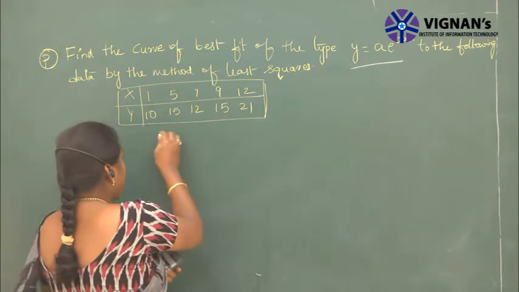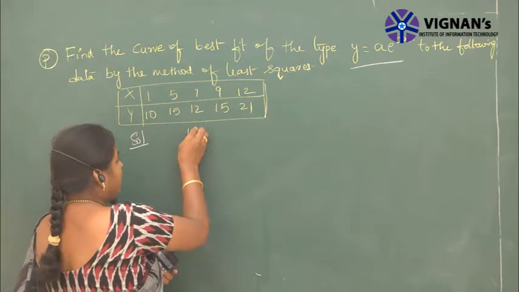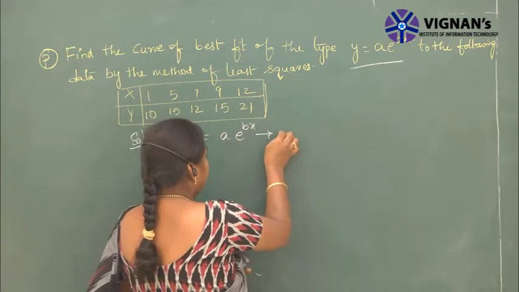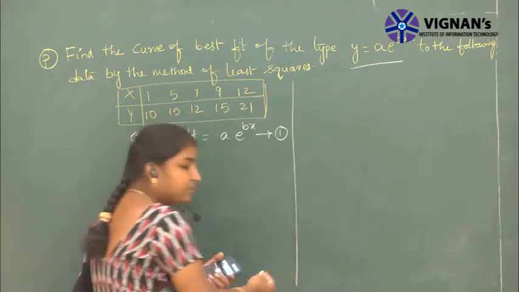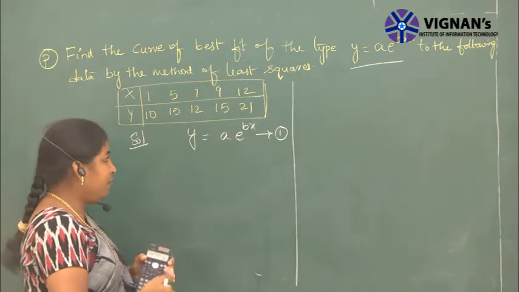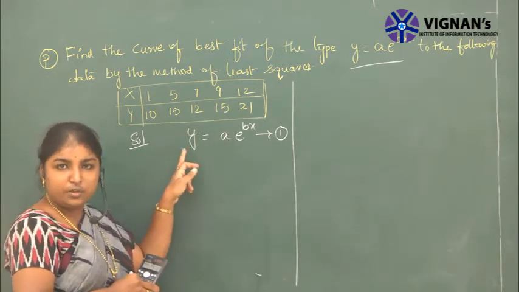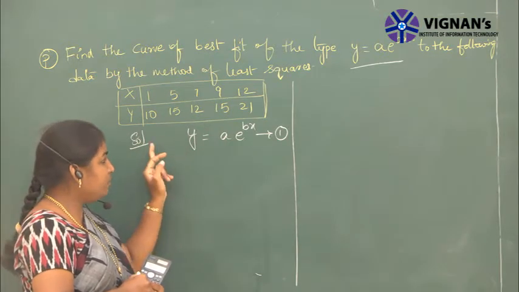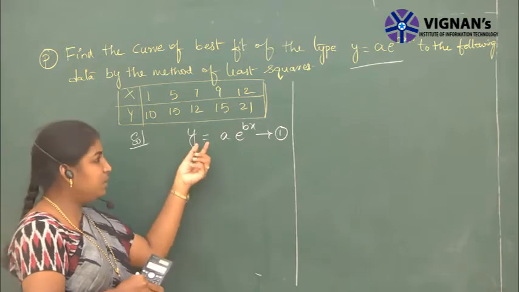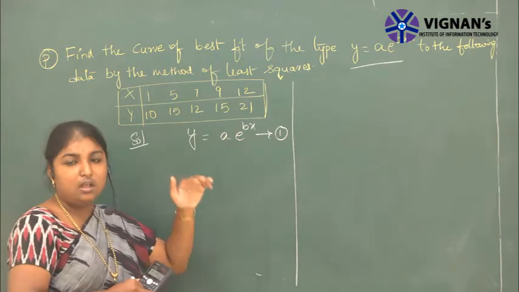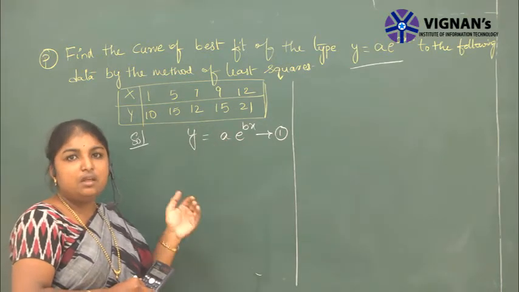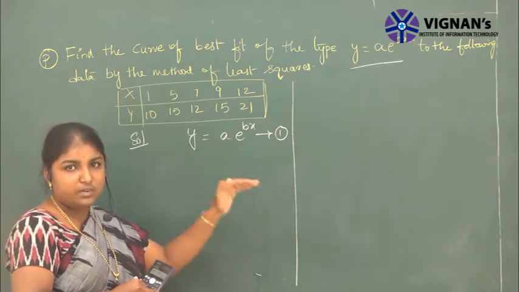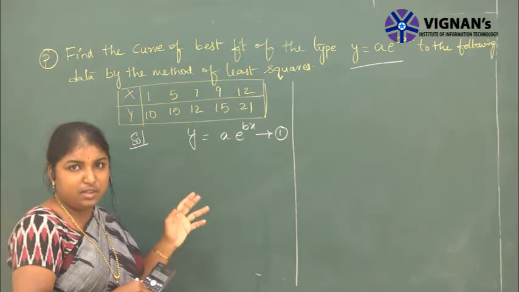So let it be, we are taking y equal to a e to the power of bx, this is equation 1. For fitting this curve, we are using the least squares method. But before going to the least squares method, first of all we change this equation into a straight line equation. For this, taking logarithm on both sides, we already did this part in the previous session.